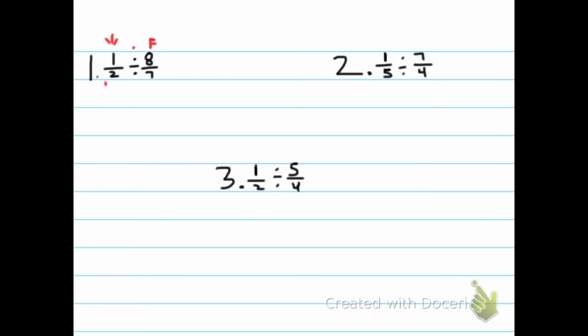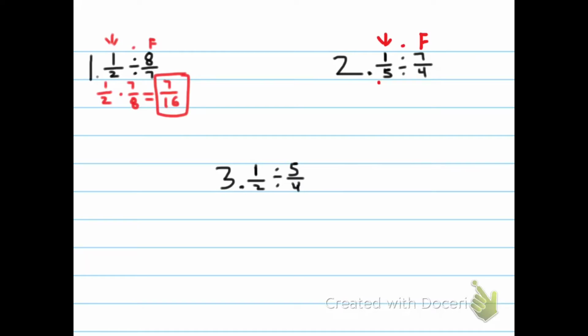So 1/2 times 7/8. And then you just multiply straight across, so 7 times 1 is 7, and then 8 times 2 is 16. So your answer is 7/16.